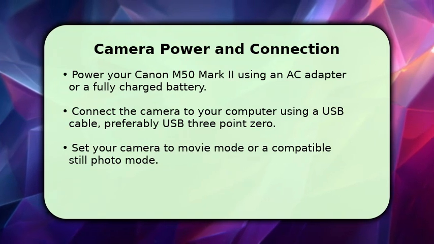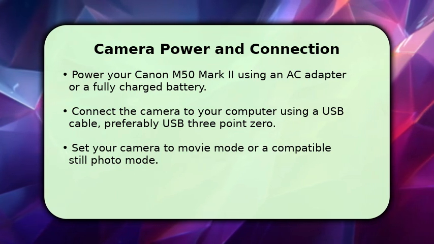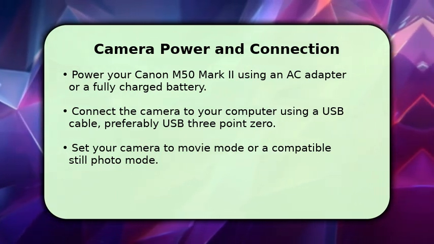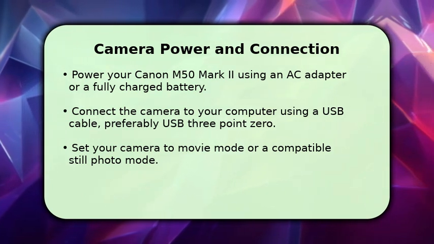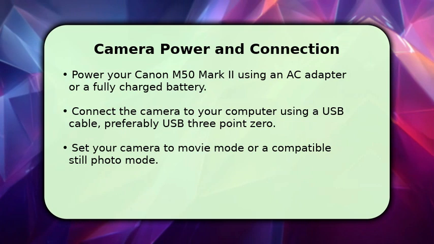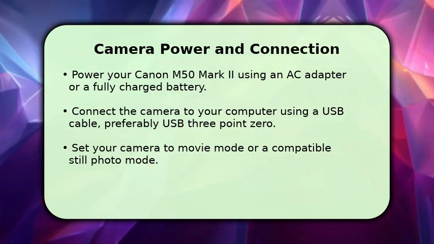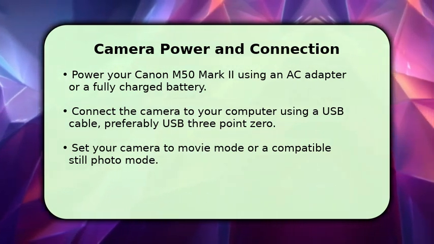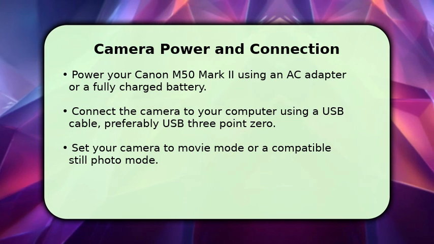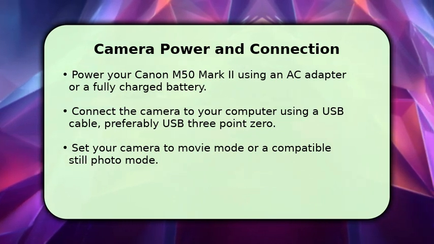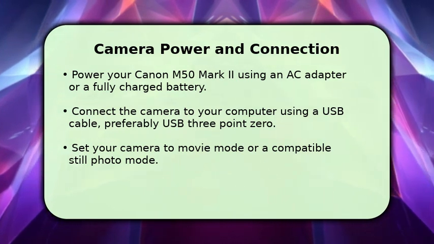Now, let's get your camera ready. For uninterrupted use, power your M50 Mark II with an AC adapter. A fully charged battery is an alternative but less ideal for long sessions. Connect the camera to your computer using a high-quality USB cable, ideally a USB 3.0 for faster data transfer. Remember to set your camera to movie mode or a compatible still photo mode, and disable any auto power-off features to keep your stream consistent.